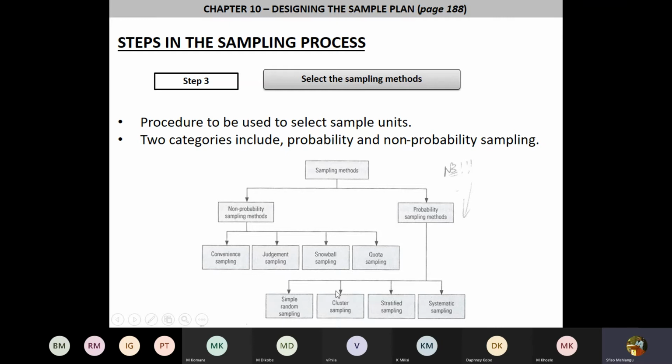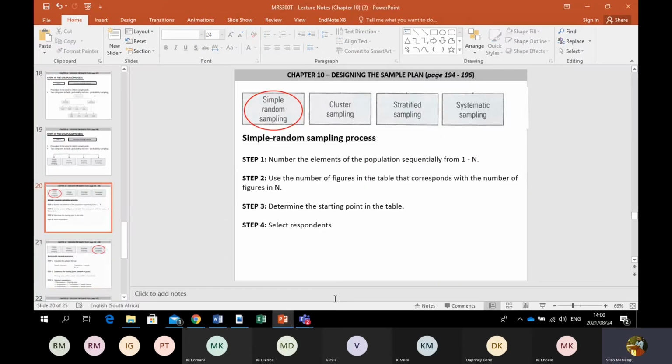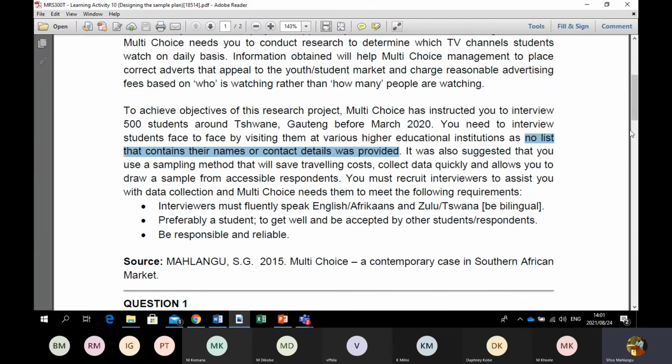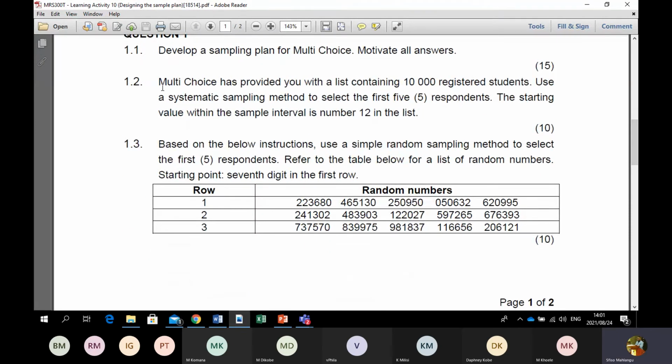So let's look into this systematic process as well as the simple random process, meaning that we will be having a list. How does it work? Because this is where you'll have to do calculations. And now, if you look into the class exercise that we are doing, we'll be answering question 1.2, because that's where they tell you to use a systematic as well as a simple random sampling there. So we're going to answer those questions practically there.